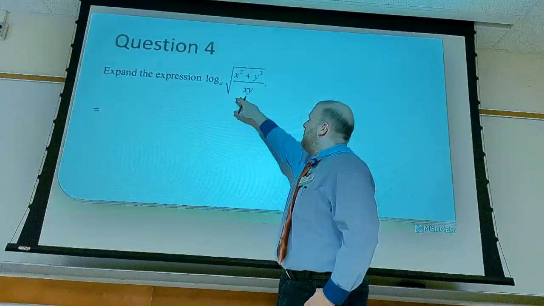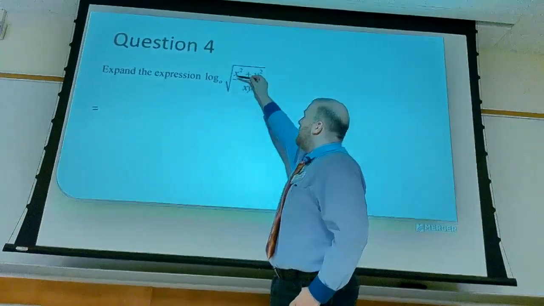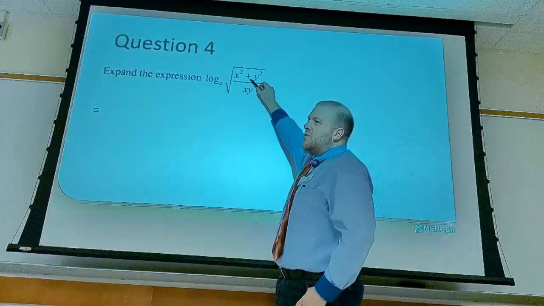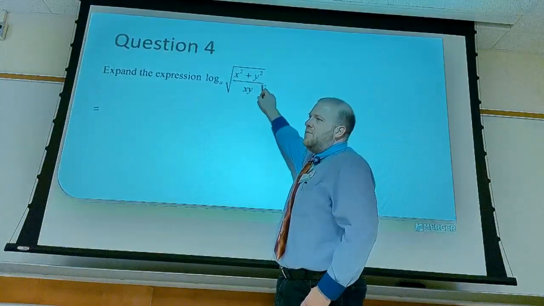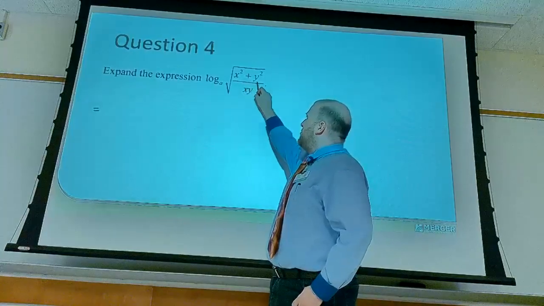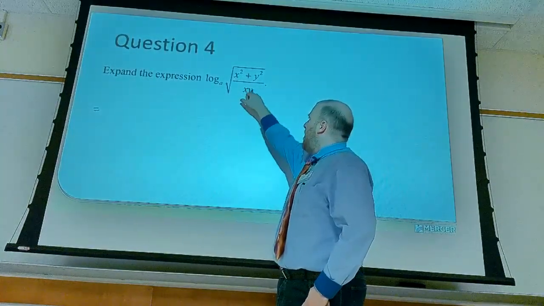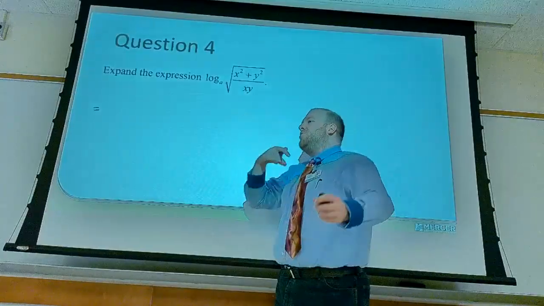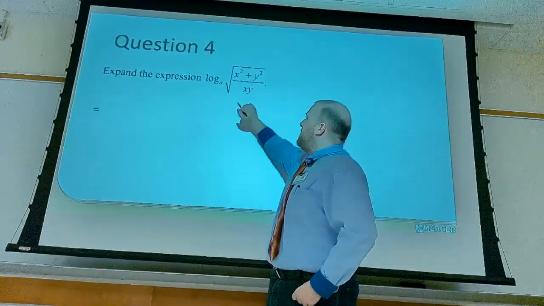Mm-hmm. So square root doesn't distribute. Yeah, square root doesn't distribute across addition. So it would just be the square root of x squared plus y squared. You can't simplify that. If that was x squared times y squared, then yes, you could. And then square root of x times y. You could technically write that as square root of x times square root of y. Whatever.